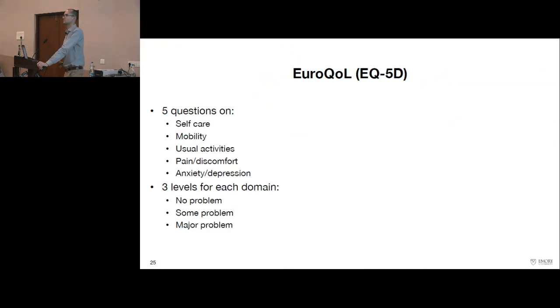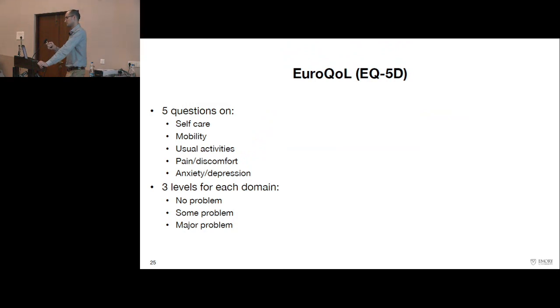One of them is an instrument called EuroQol, or you usually see the abbreviation EQ5D. It is a questionnaire that fits on one page. It has essentially 5 questions. One is about self-care, one is about mobility, one is about usual activities, one is about pain and discomfort, and one is about anxiety and depression. Each of these is a multiple choice question with 3 possible answers: I experience no problems doing self-care, some problems, or major problems.